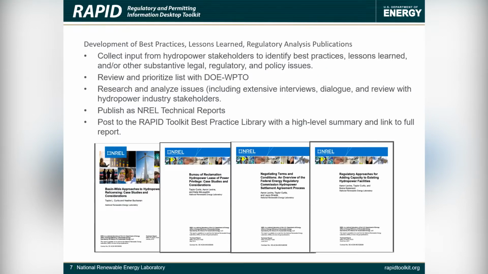And then finally, this is that collection of best practice and analysis papers I was speaking to. You can see here they cover a number of topics, and I will provide a list in a subsequent slide of all of those, but they include topics such as basin-wide approaches to hydropower relicensing, case studies and considerations when going through a Bureau of Reclamation lease of power privilege process. We have one that's focused specifically on FERC settlement agreement process. And then there's another one here looking at regulatory approaches to adding capacity to existing hydropower facilities through either amendments or relicensing. Next slide.